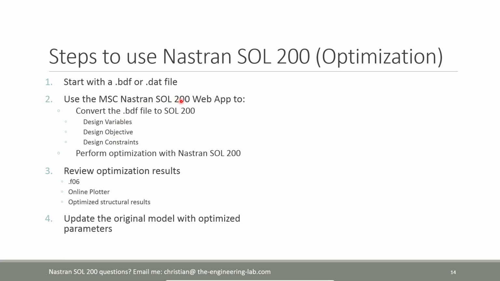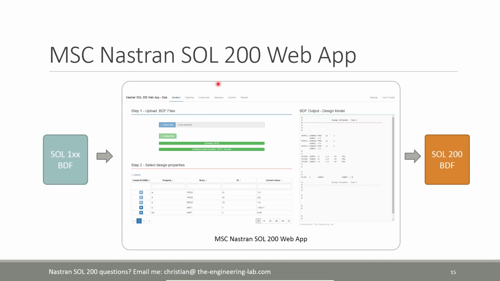We will use the Nastran Solution 200 web app to convert this PDF file. All the variables, the objective and constraints I just went over, we are going to specify these in the web app, and then we are going to perform the actual optimization with Nastran. Towards the end, I'm going to show you how to review the results both in the web app and your pre-post processor. And then at the very end, we are going to update the composite laminate with the updated orientation angles and thicknesses.